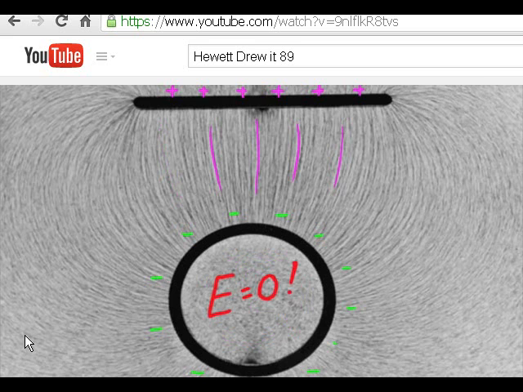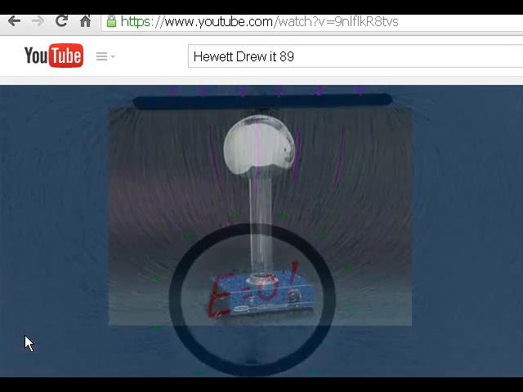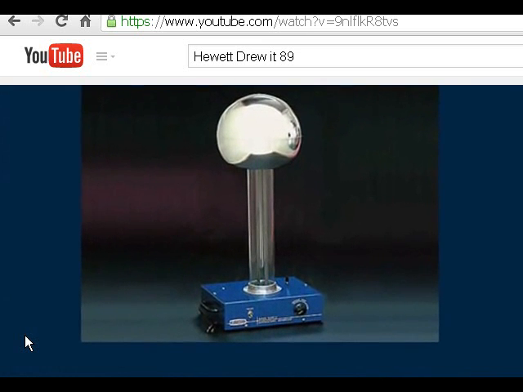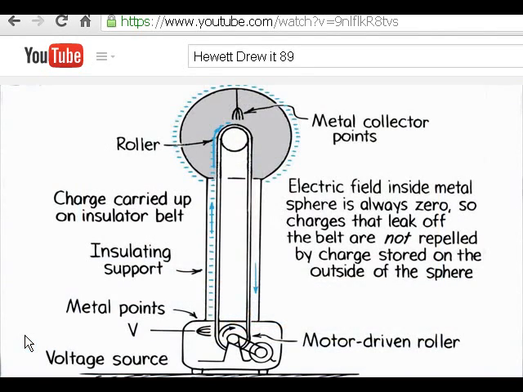The fact that no field results inside a charged conductor is nicely employed in the Van de Graaff generator. Let's look at the operation of a Van de Graaff generator. We see that a voltage source leaks charge off metal points, in this case electrons. An insulating belt carries the electrons up inside an electrically insulated tube that supports the hollow dome above. Electrons leak off onto the metal point collectors at the top of their path and repel one another and gather on the outside of the metal sphere.